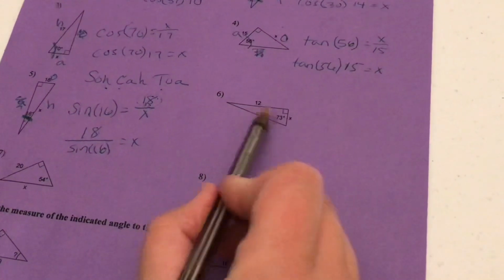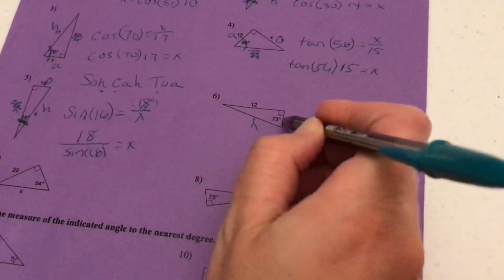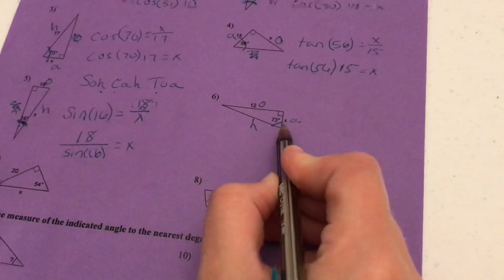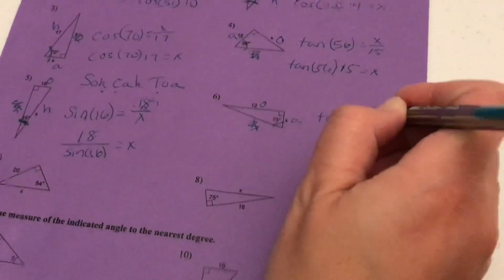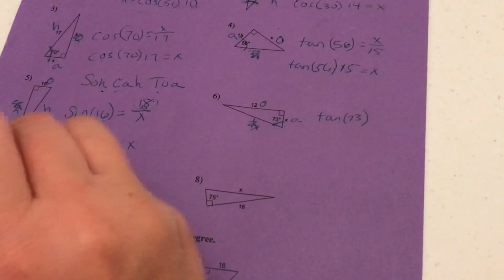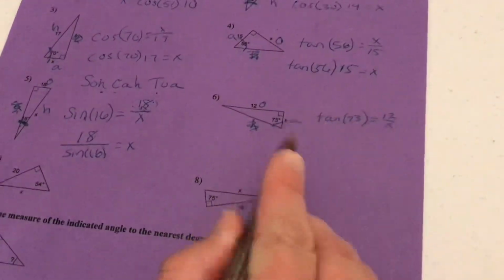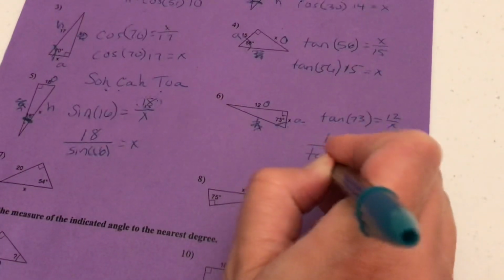All right, this one, it looks kind of weird, but remember the 90-degree angle is there, so this is your hypotenuse. Your 73 is here, therefore that's your opposite, and then making x your adjacent. So this is an opposite and adjacent, so it's a tangent function, so tangent of 73. And then the opposite is 12, the adjacent is x, so it's 12 over x. Again, because x is on the bottom, I know that I'm going to divide.